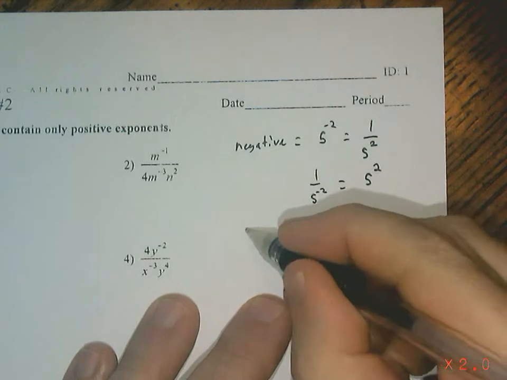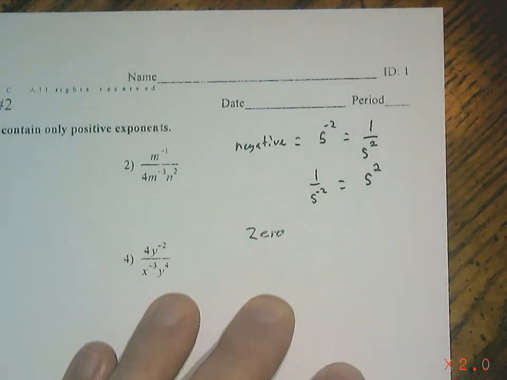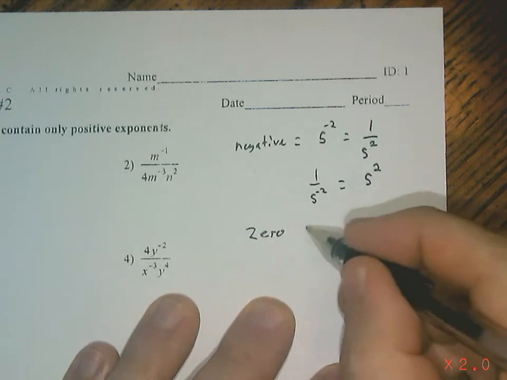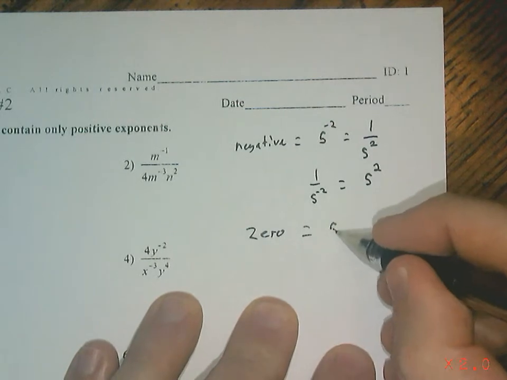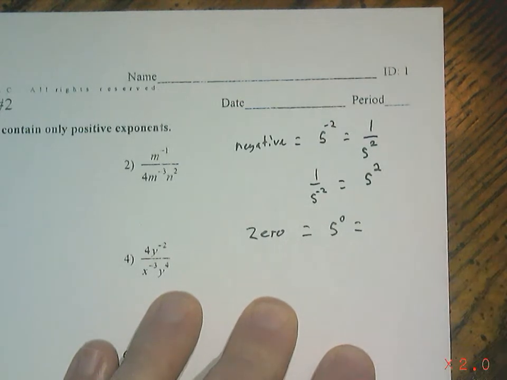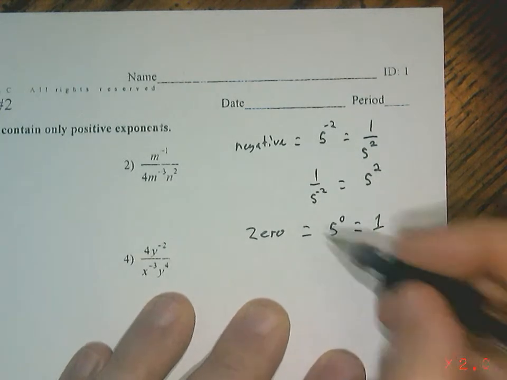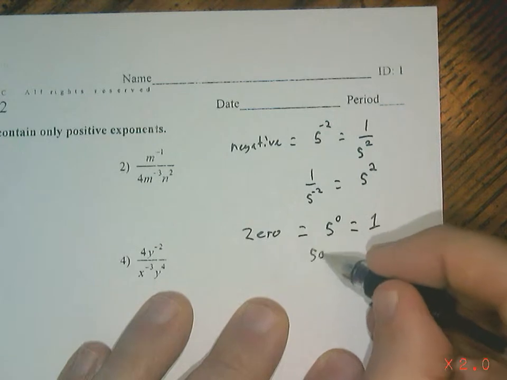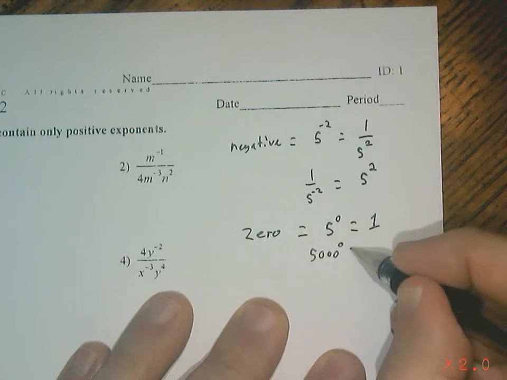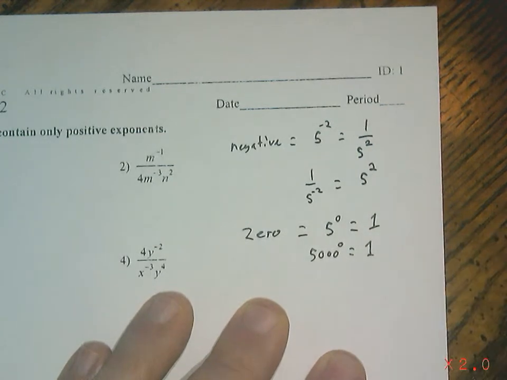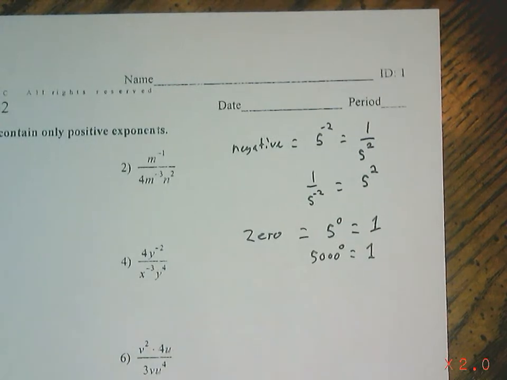Okay, next one is the zero property of exponents. That basically just says anything to the 0 power, no matter what it is, is always going to equal 1. Again, if I did 5,000 to the 0 power, it's still just going to be 1. No matter what, anything to the 0 power is going to be 1.